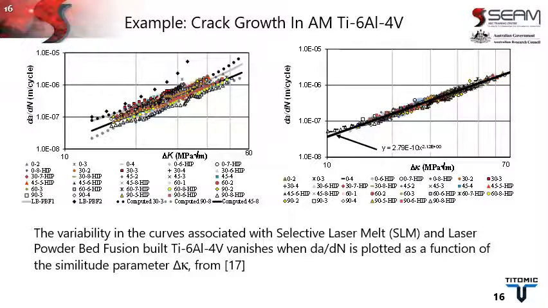In this slide, the figure on the left presents the crack growth curves for additively manufactured Ti64, both selective laser melt and laser powder bed fusion, in different build directions, some of which are hipped, others not hipped. What you see in the figure on the right is when you replot that data against delta kappa, every one of those 26 curves falls onto a single curve.